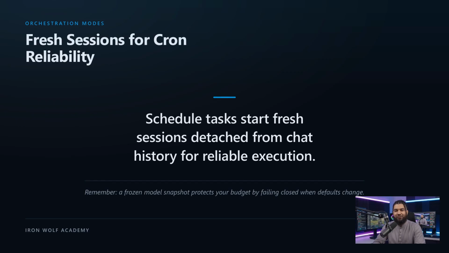task. When you set up automated cron jobs, you need them to run consistently every single time. That is why these scheduled tasks kick off in completely fresh sessions, fully detached from prior chat history. By isolating them from past context, you eliminate unexpected side effects and guarantee reliable execution. At the same time, you want to keep your budget safe by locking in a frozen model snapshot. If default configurations ever shift behind the scenes, a frozen snapshot forces the system to fail closed rather than running unverified updates. That way, your automated orchestrations stay predictable, dependable, and strictly within your financial guardrails.